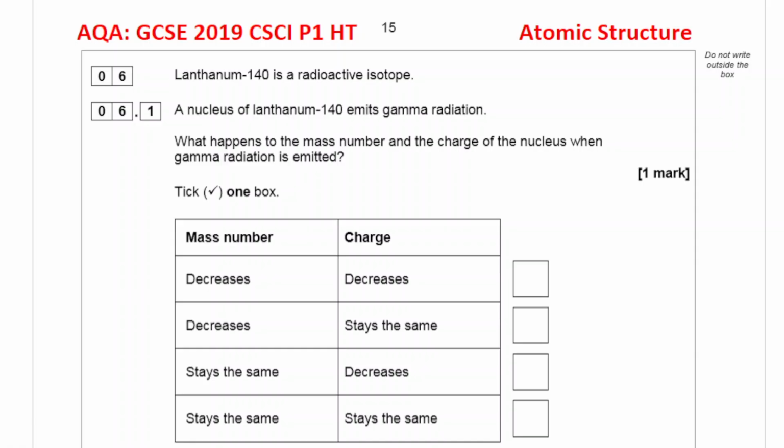Lanthanum 140 is a radioactive isotope. A nucleus of lanthanum 140 emits gamma radiation. What happens to the mass number and the charge of the nucleus when gamma radiation is emitted? Now, gamma radiation, just given the symbol, is an EM wave. So there's no particles actually being lost. That means the mass number and the charge number should stay the same.